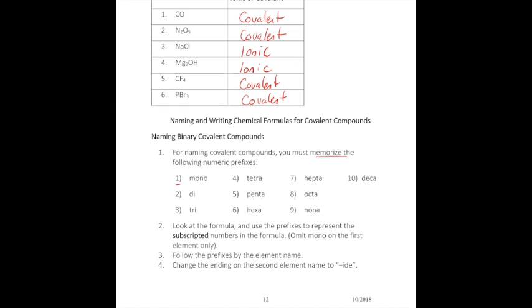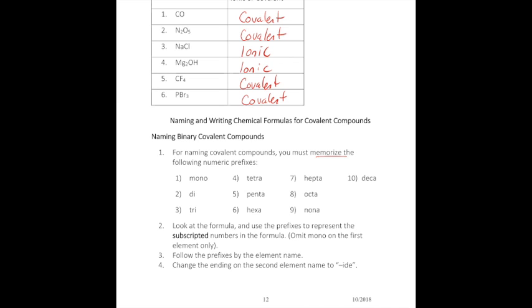Anytime you have the number 1, you can use the term mono. 2 is di, 3 is tri, 4 is tetra, as in a Tetra Pak, a 4-sided box. 5 is penta, as in pentagram. 6 is hexa, as in hexagon. 7 is hepta. 8 is octa, as in octopus. 9 is nona, and 10 is deca, as in a decade.